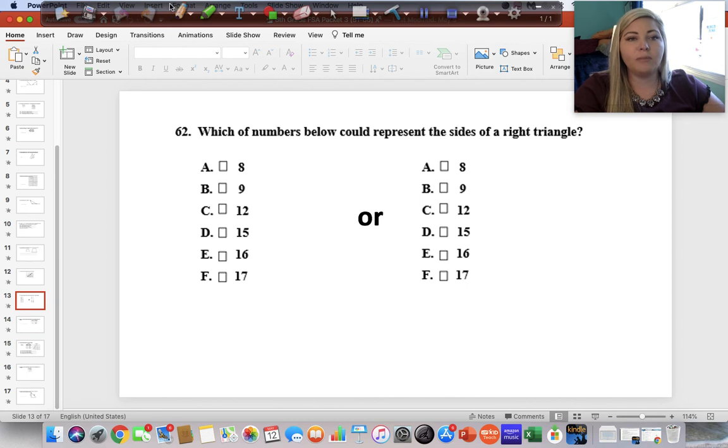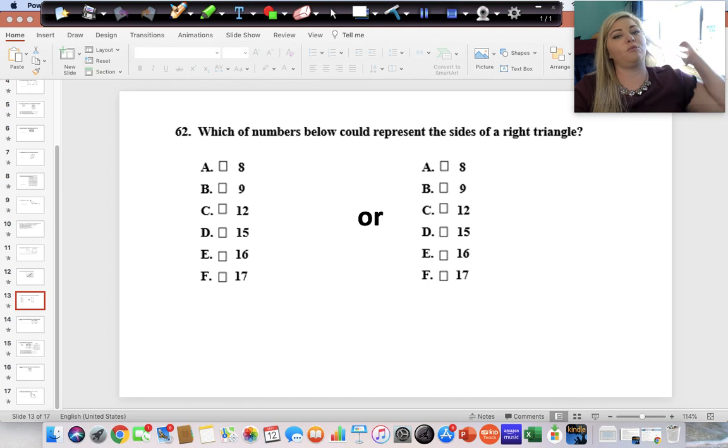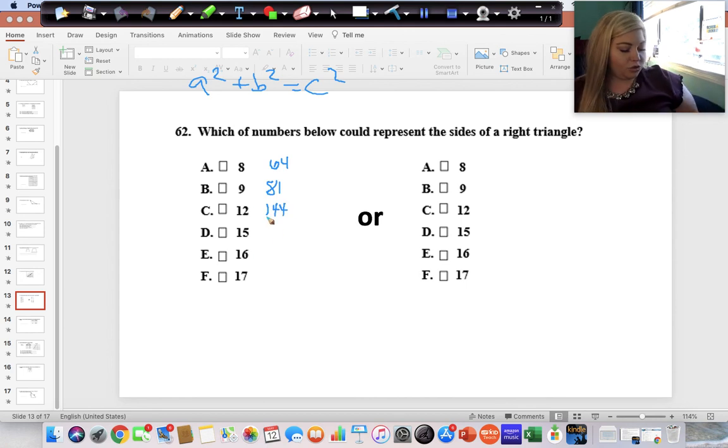Okay, it says which of the numbers below could represent the sides of a right triangle? Remember right triangles, we've got a squared plus b squared equals c squared. So the first thing I'm going to do is find each of these squared. So 8 squared is 64. 9 squared, 81. 12 squared, 144. 15 squared, I believe that's 225. I should double check though.